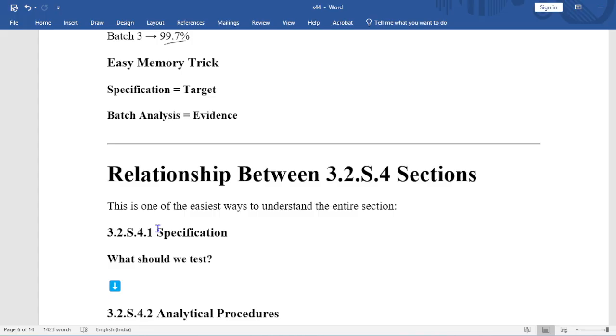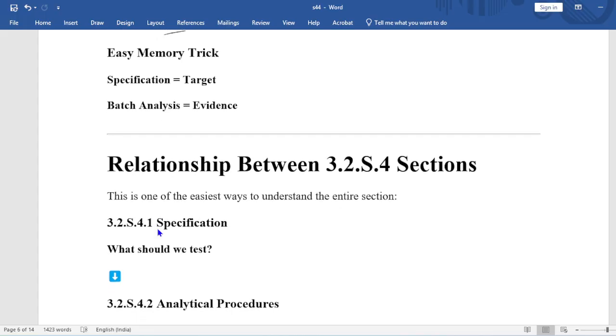To remember this easily, we have one trick. The specification is going to give a target. Batch analysis will give evidence that we have met the target.